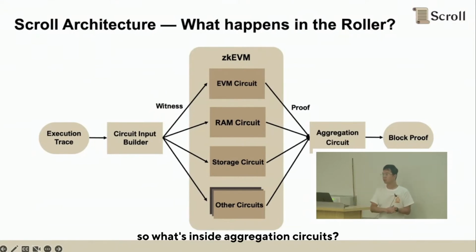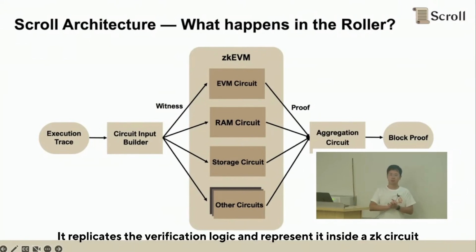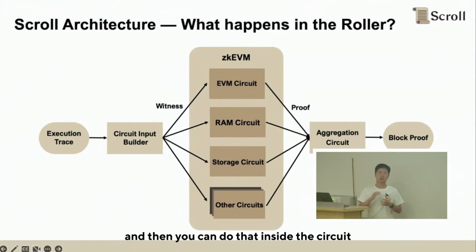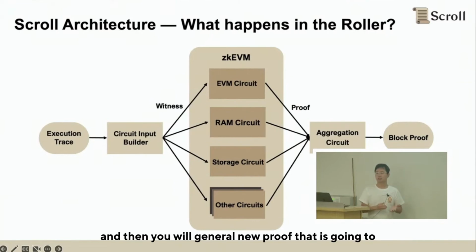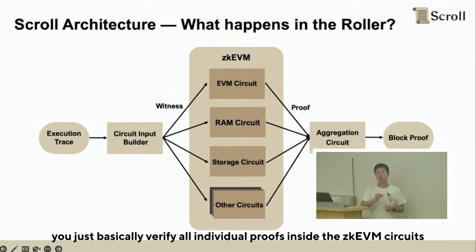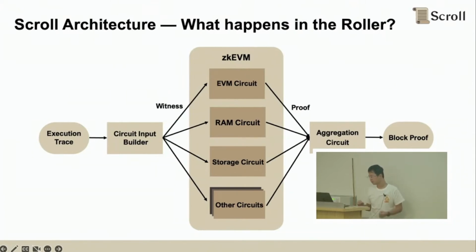So what's inside the aggregation circuit is it just replicates the verification logic and represents it inside the zk circuit, so that you can redo everything you need to do inside the verifier within the circuit. Then you'll generate a new proof, and once you verify this block proof, you basically verify all individual proofs inside the zkEVM circuits.